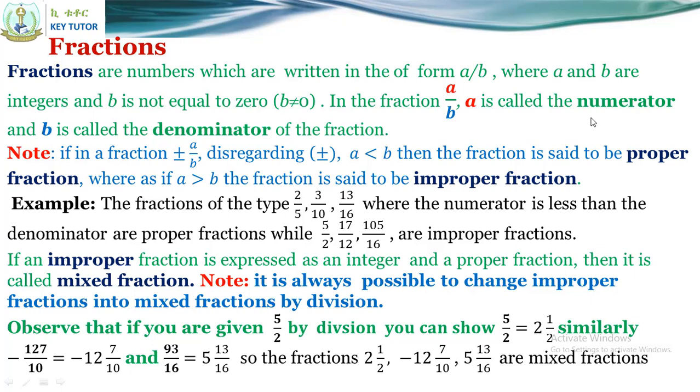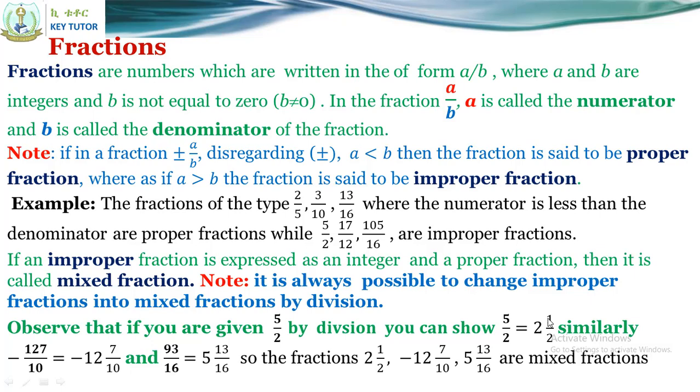Okay, 5 over 2, if you try to change it to a mixed fraction, what you do is divide 5 by 2. When you divide 5 by 2, you get 2 and the remainder is going to be half. You can write 5 like 4 plus 1, and 4 divided by 2 is 2. That's how you get 2 for the integral part and half for the proper fraction part. So 5 over 2 is written in the form of a mixed fraction, where you have 2 as the integer and half, which is a proper fraction.